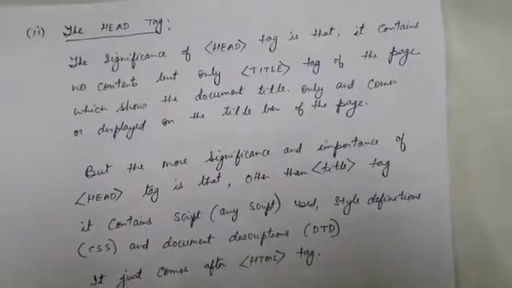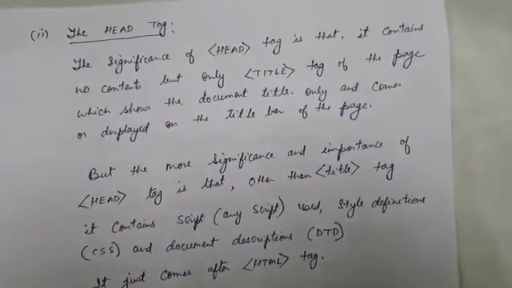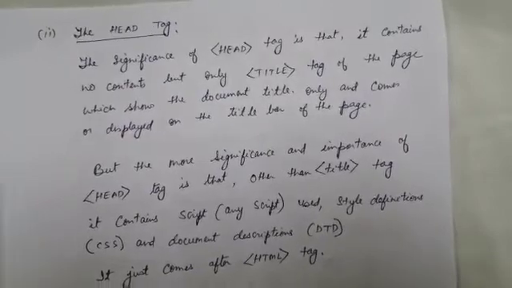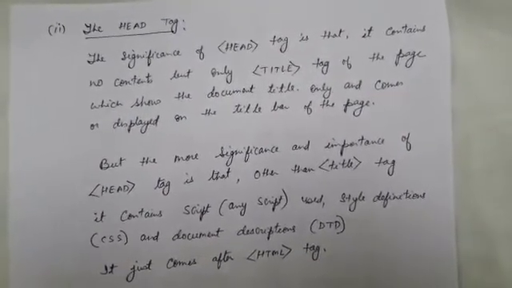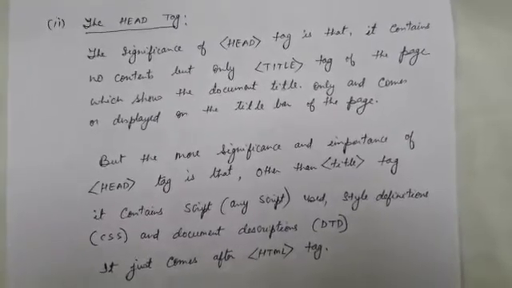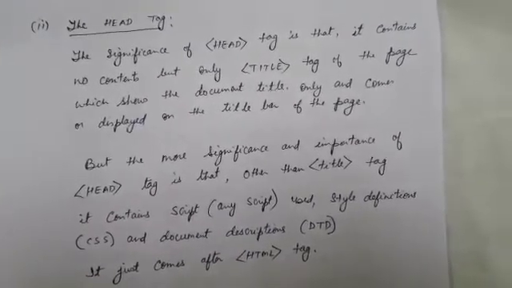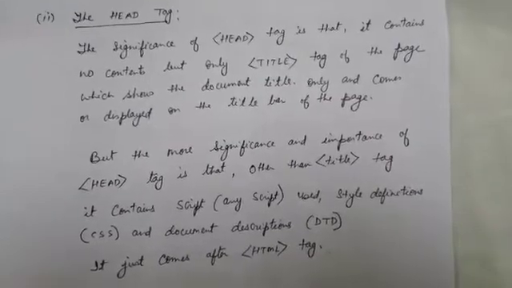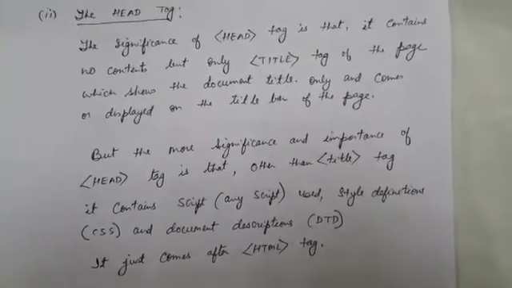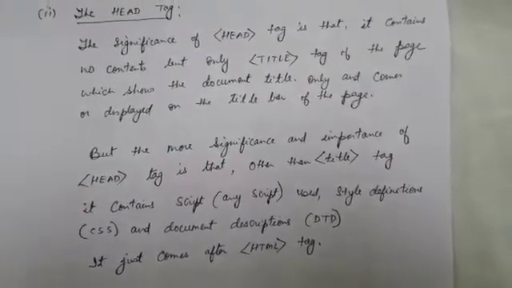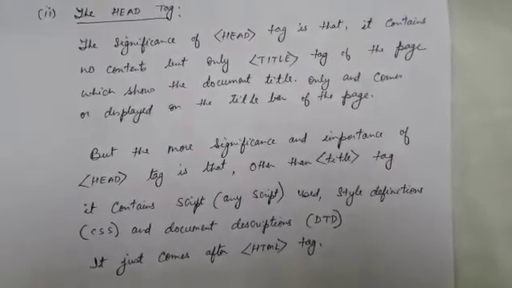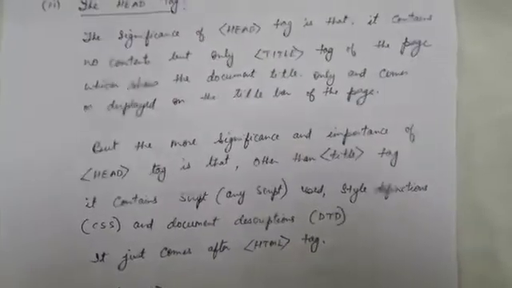So this is the advantage of using the lang attribute. The significance of the head tag is also that the head tag, along with the title, contains script information, CSS information, that is, the style sheet, and DTD information, document type definition information. Right. So all this information we include within the head tag.